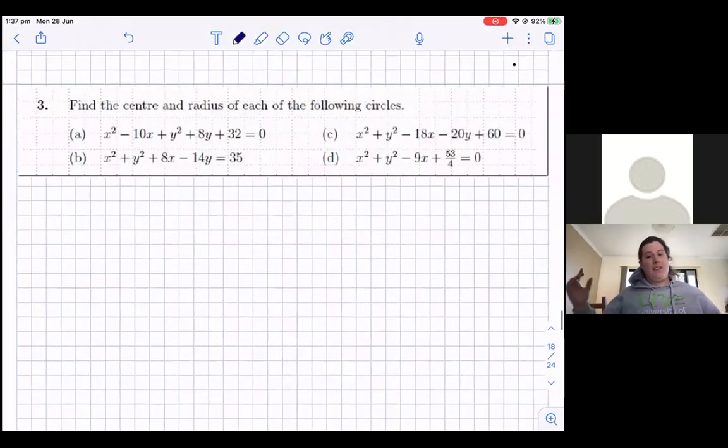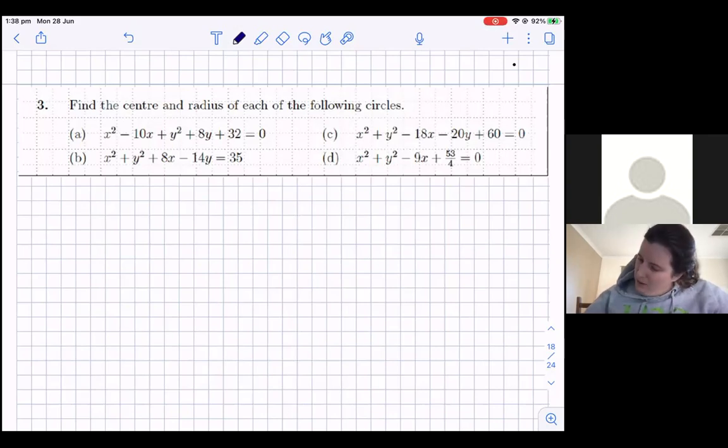Okay, for these ones, we need to complete the square to do this. I have no idea how long this has been going, and I don't know when it's going to cut me off. It used to give you a timer. So we need to complete the square.